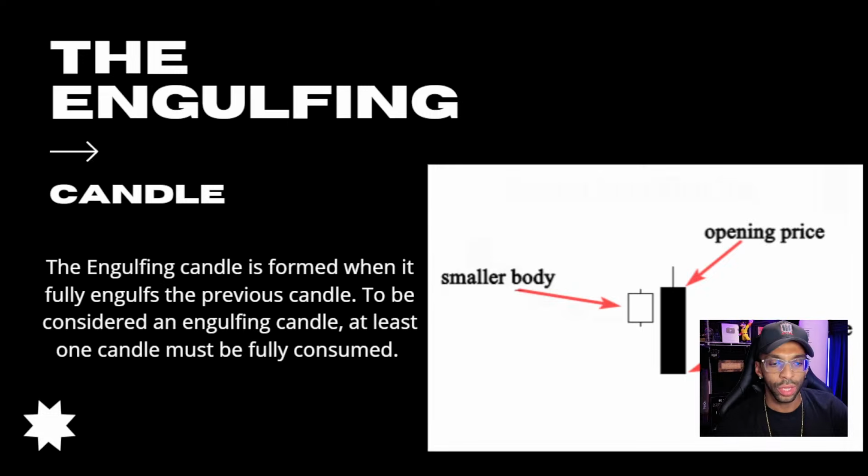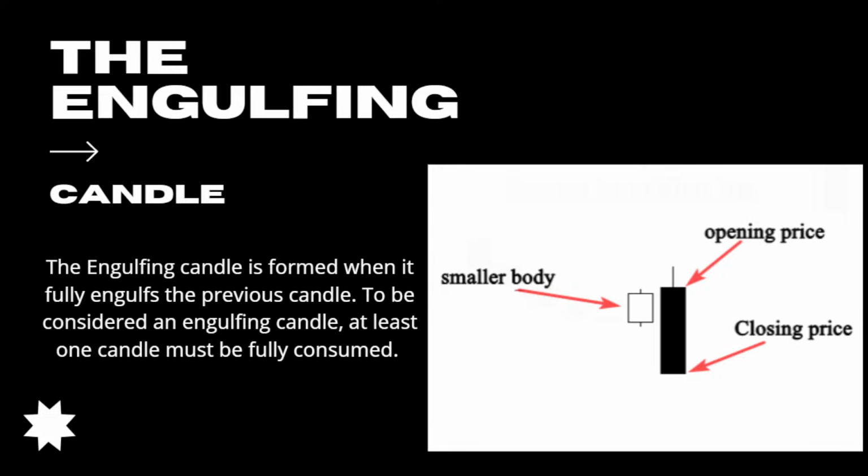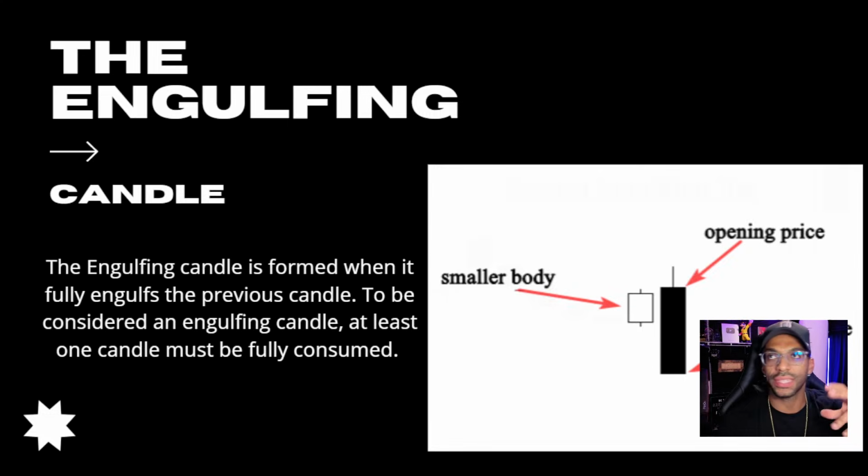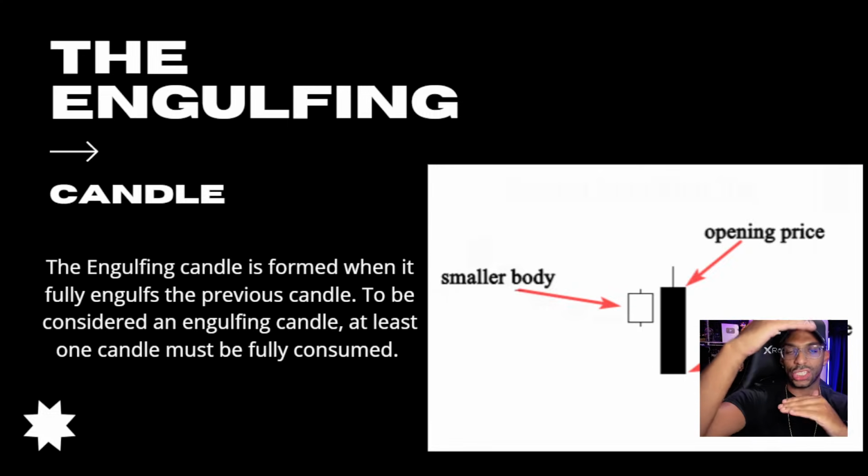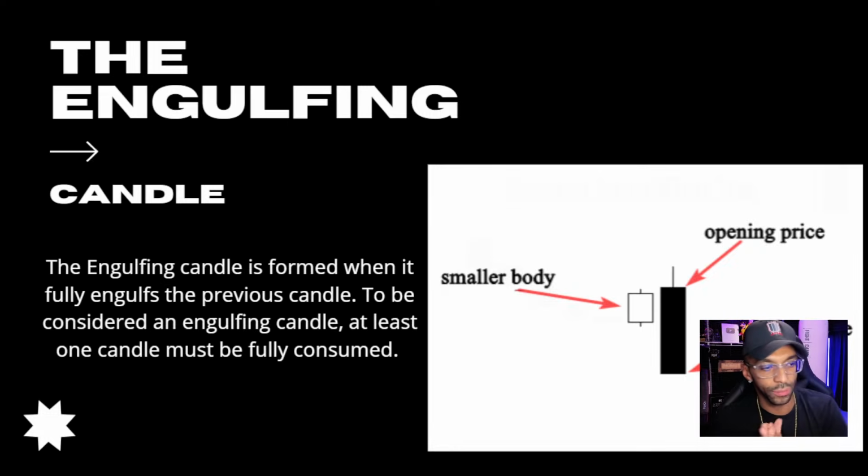All right, so how engulfings pretty much look is just like this. The engulfing candle is formed when it fully engulfs a previous candle. So whenever that new candle closes out, and it fully engulfs, that means it completely takes over, from top to bottom, the previous candle before it. That's considered an engulfing candle.